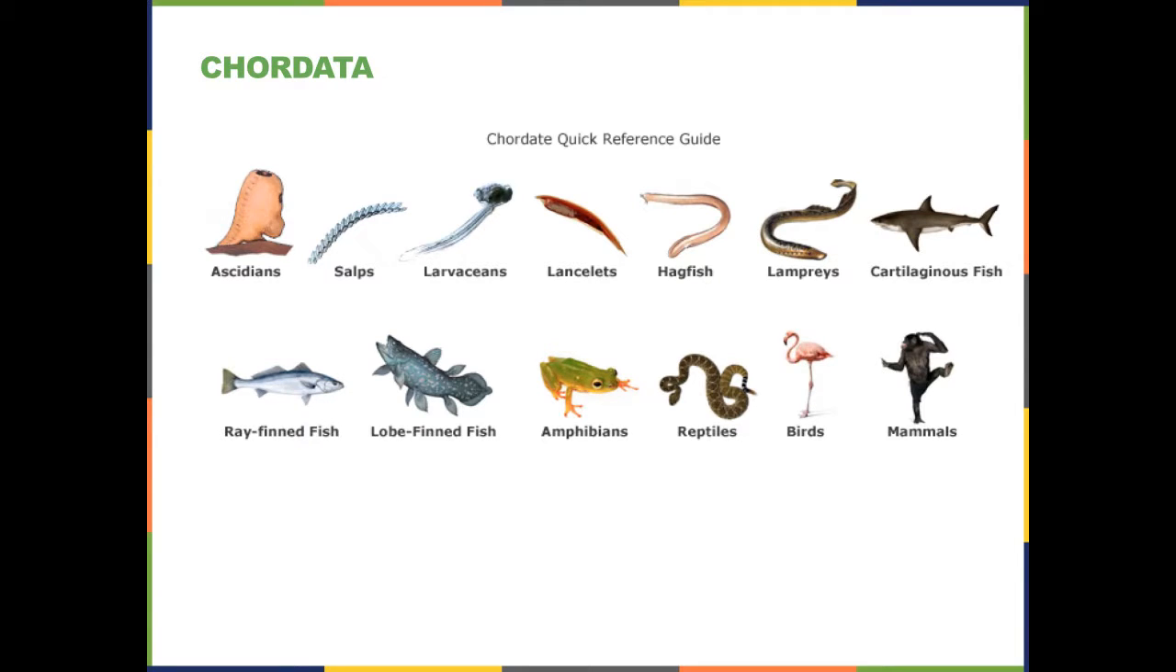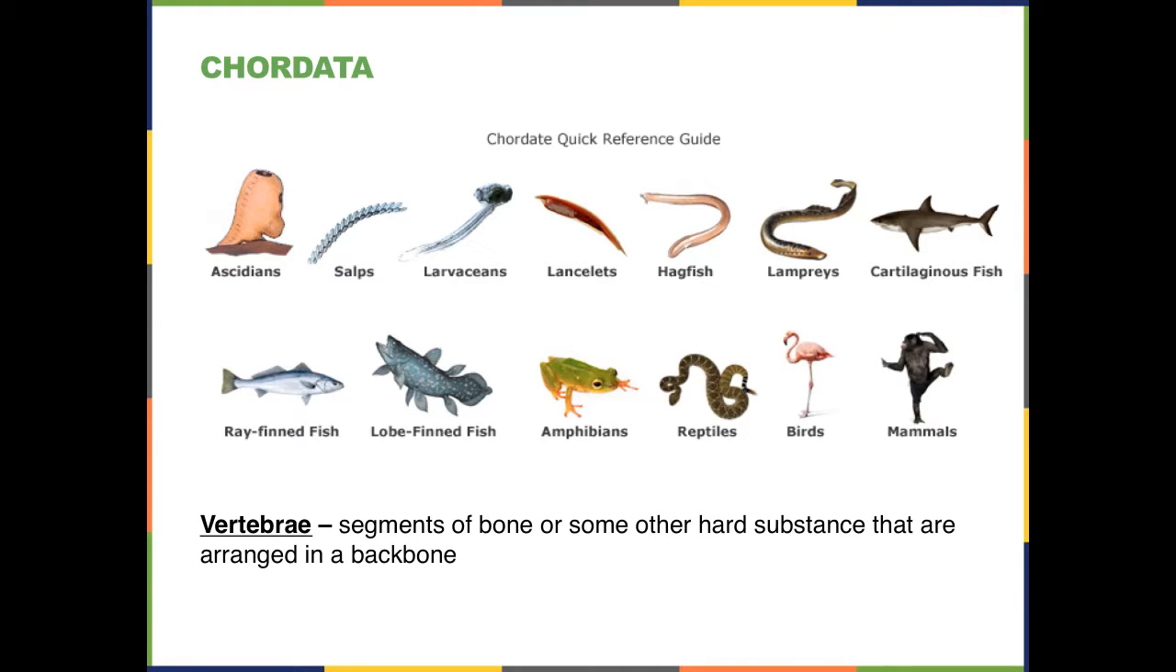We are now going to move on to a much more complex group of organisms known as the phylum Chordata. These are a group of organisms that have backbones, and many of these backbones are made up of vertebrae. Vertebrae are segments of bone and sometimes other hard substances that are arranged into a backbone.